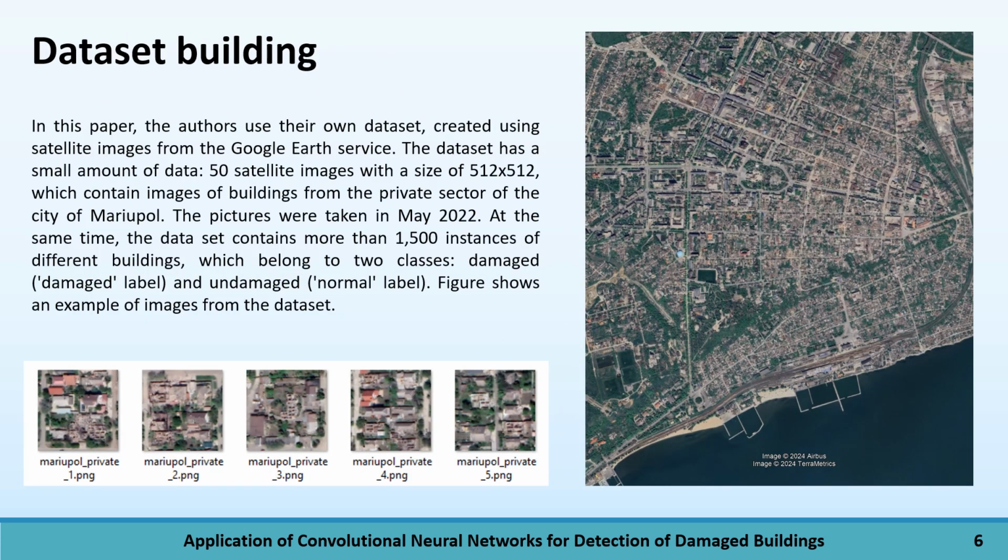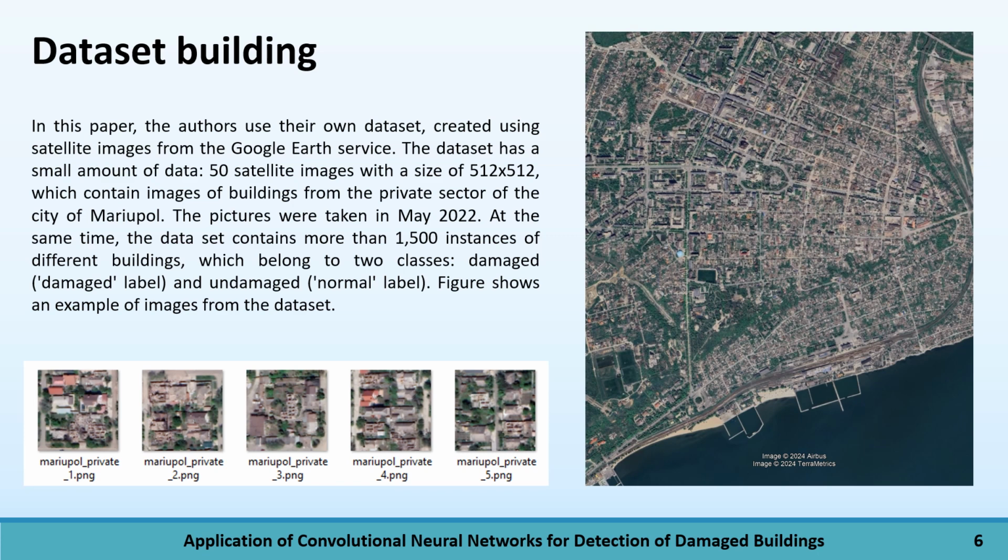This slide provides brief information about the dataset used. In this paper, the authors use their own dataset created using satellite images from the Google Earth service. The dataset has a small amount of data, only 50 satellite images with a size of 512, which contains images of buildings from the private sector of the city of Mariupol. The pictures were taken in May 2022. And at the same time, the dataset contains more than 1,500 instances of different buildings which belong to two classes, damaged and undamaged.